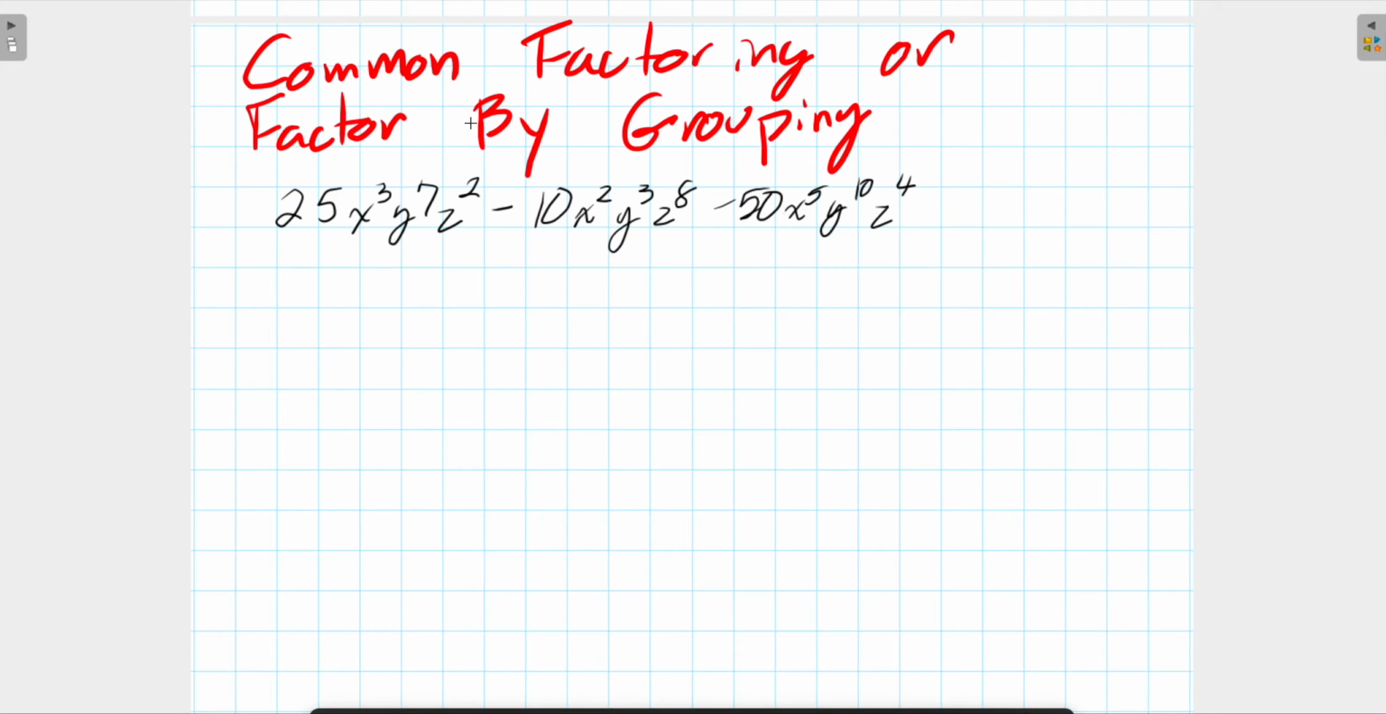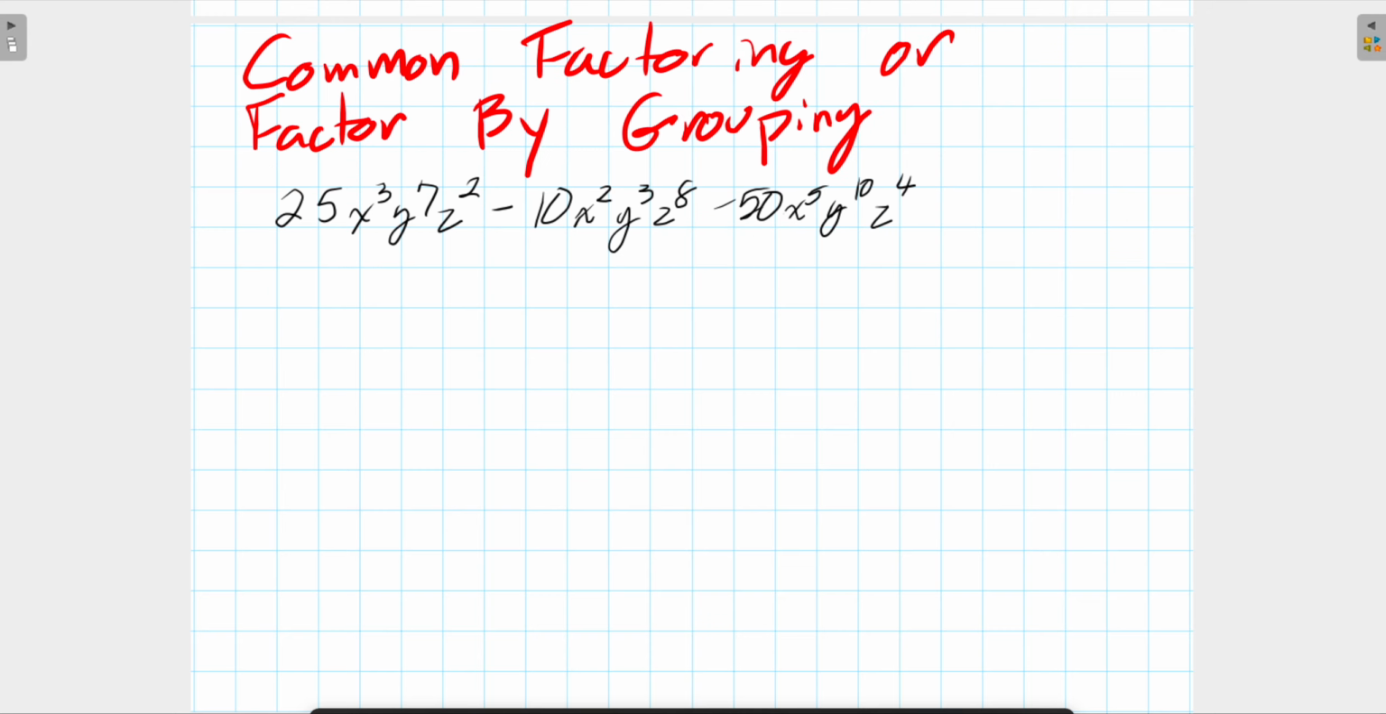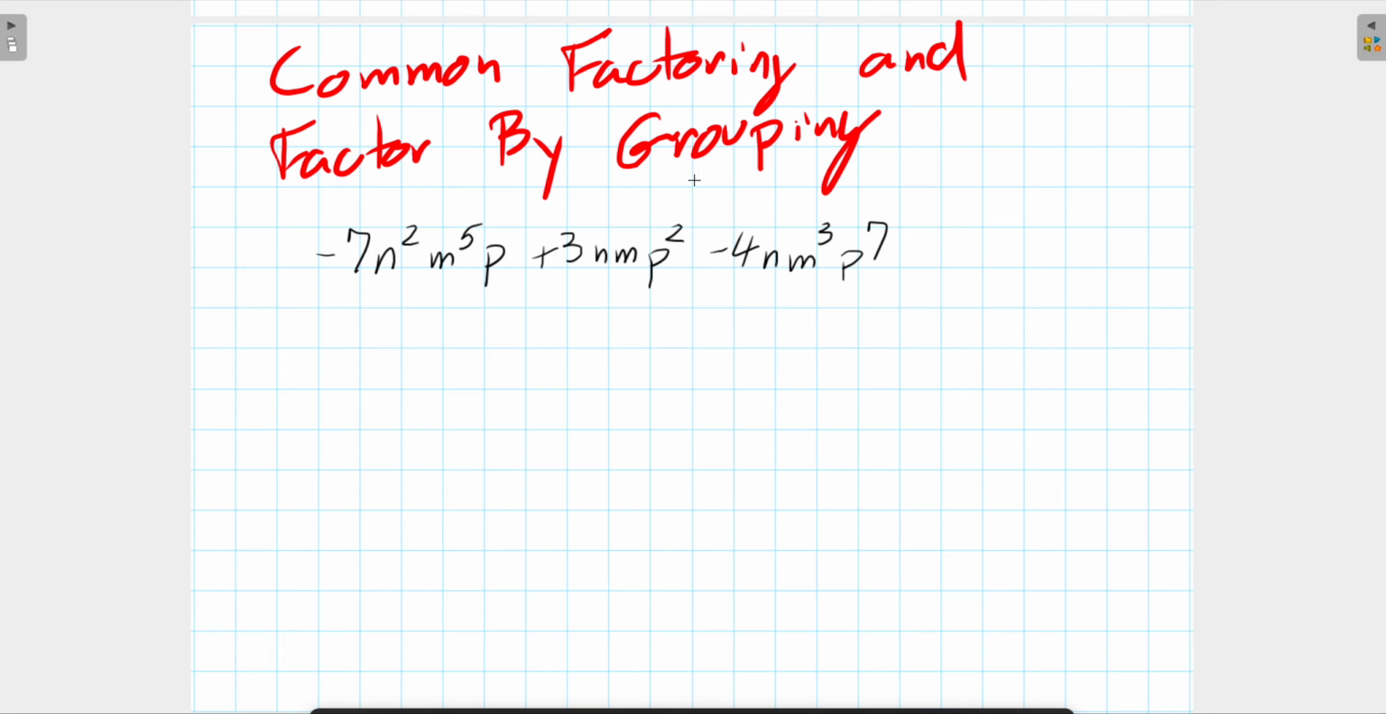Common factoring or factor by grouping. So we have two questions. And you know what? We'll start with this one.